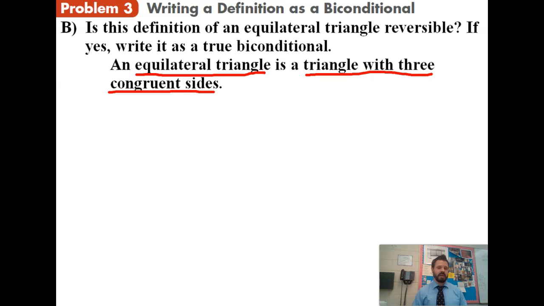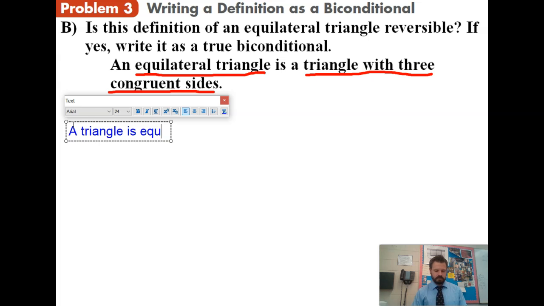We can also go the other direction. If a triangle has 3 congruent sides, then it's equilateral. That makes sense as well. Therefore, we can write a biconditional. We can say a triangle is equilateral if and only if, okay, it has 3 congruent sides, or it's a triangle with 3 congruent sides.